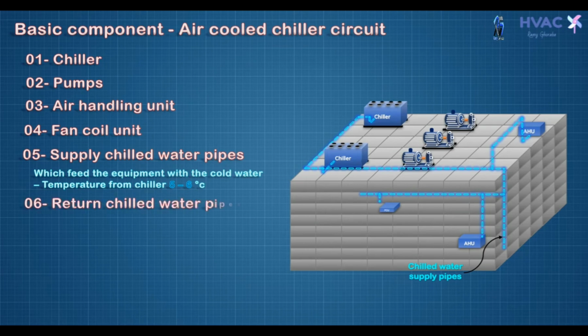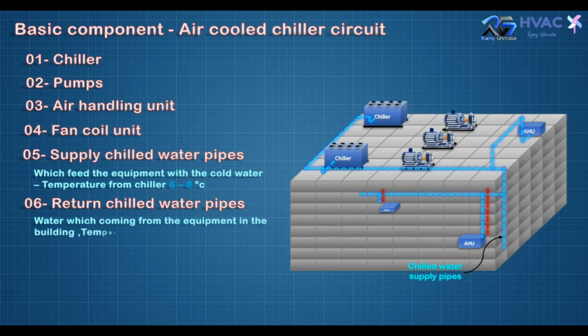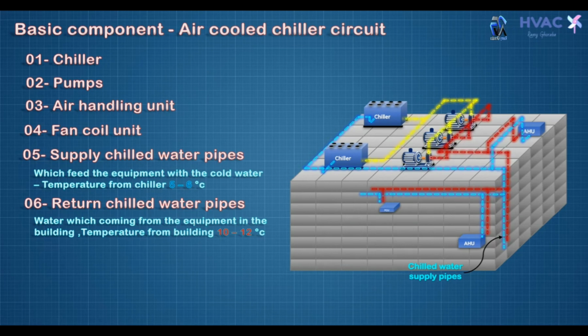Then we start to install the return chilled water pipe, which collects all return water from the equipment inside the building and returns it back to the pump, and the temperature will be around 10-12 degrees Celsius. As we see, it's coming from equipment indoor and outdoor and goes direct to the header of the pump section. Then we have a discharge for each pump. It's collected with one header and goes direct to the chiller.